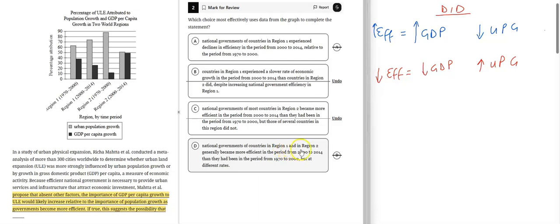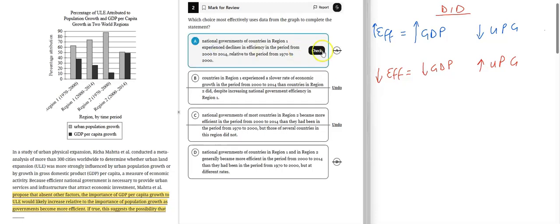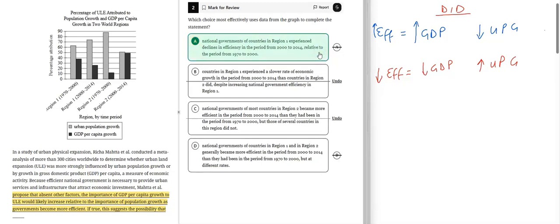National countries of region 1 and region 2 generally became more efficient in this period than they had been in that period, but at different rates. No. My thing is not about different rates. If it was about different rates, my dummy down corner would have it. My answer should have a decline or an increase. So I think I'm sticking with A. Let's check it. Yes!